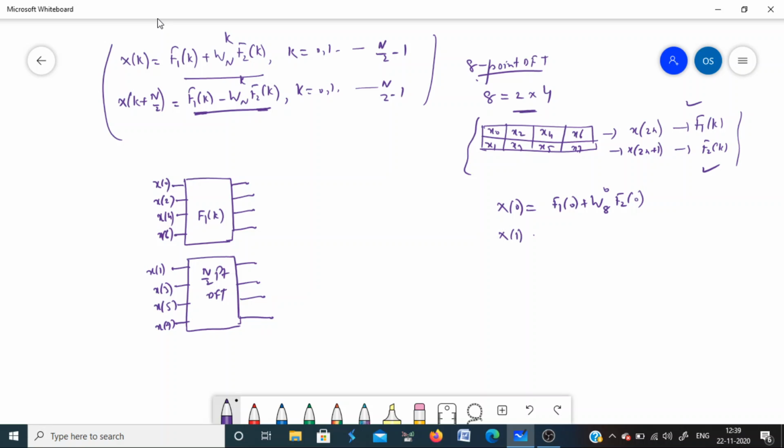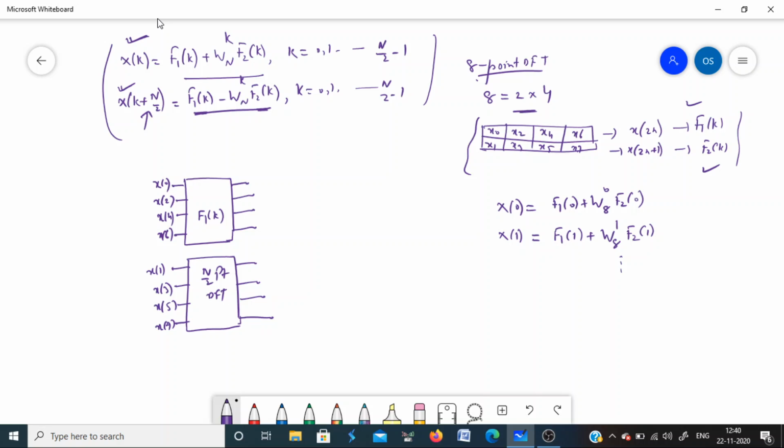Then you get X[1]. When k is 1, you will get X[1] from this equation. The first 4 samples you will get from this equation, and the next 4 samples you will get from this equation. So X[1] will be F1[1] plus W8 to the power 1 into F2[1], and so on.